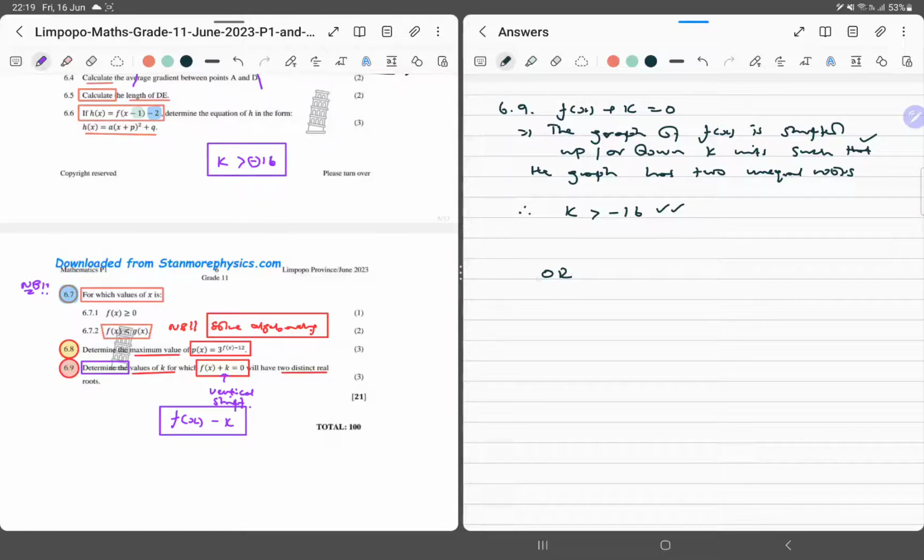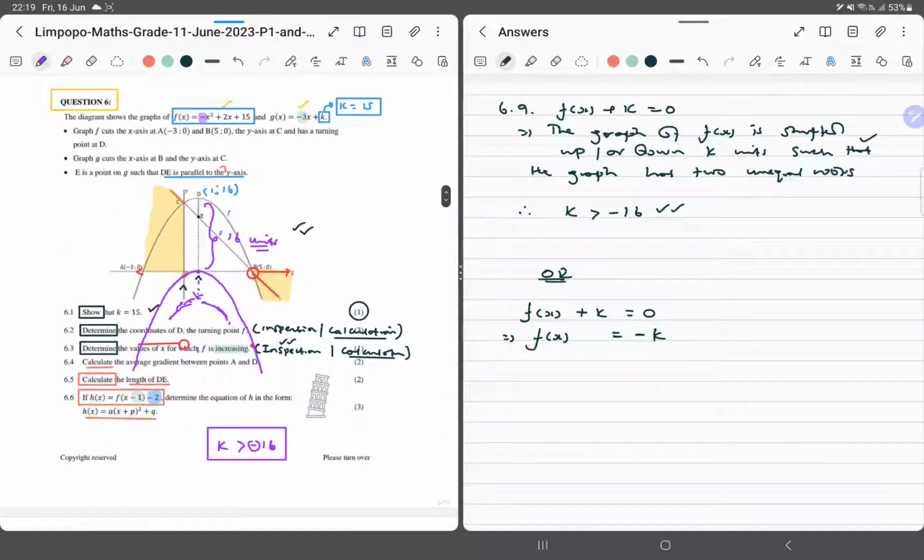Or, what would you do? The other thing, you can forget about that. You can just think of this one as 2 graphs. So f of x plus k equal to 0 implies that f of x is equal to minus k. Okay, you can see that as the graph of f intersecting the graph of minus k, such that we have 2 equal roots. Now if we look at it in that manner, we may want to clean up some stories here.